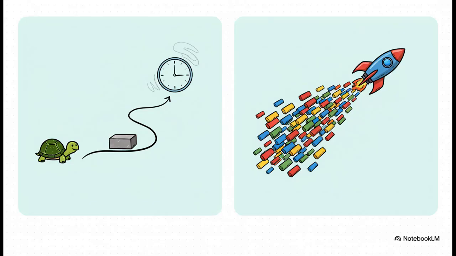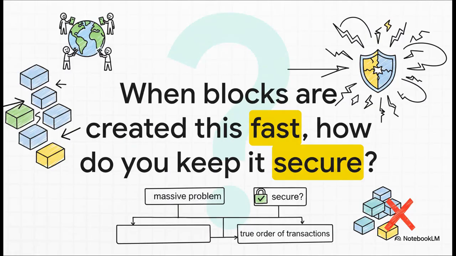To really get why this is such a big deal, you just have to look at the numbers. On one hand, you've got Bitcoin, chugging along at one block every 10 minutes. And on the other hand, you have systems that are cranking out 10 or even more blocks every single second. It's a completely different universe of speed. But that speed brings up a huge problem.